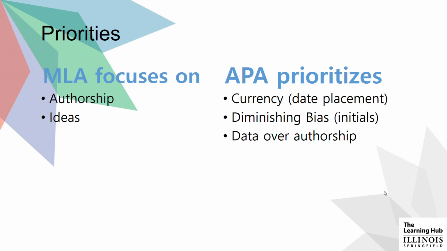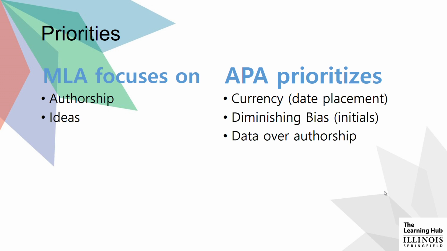So MLA is primarily focused on authorship, who is putting these ideas out there, and then the quality and content of the ideas themselves. MLA is used primarily in an English discipline and humanities disciplines, and so we care very much about who is writing and what they're writing about. Ideas. APA is going to prioritize the information and its relevance and accuracy. So currency is very important to APA. Currency meaning how recent the information was published. This is why you'll see the date placed very prominently in citations and in-text citations in this style compared to MLA, where dates are sort of offset to the back end of a citation.